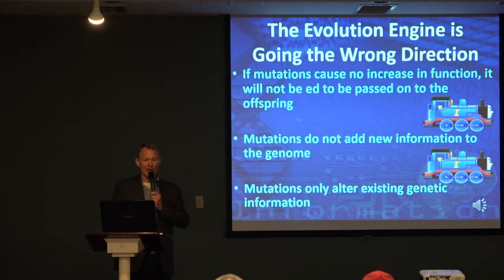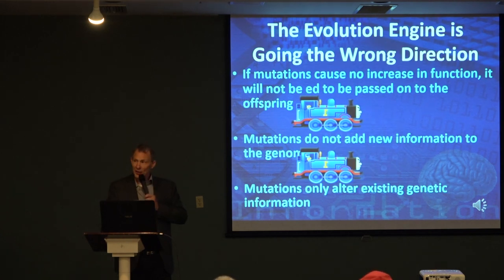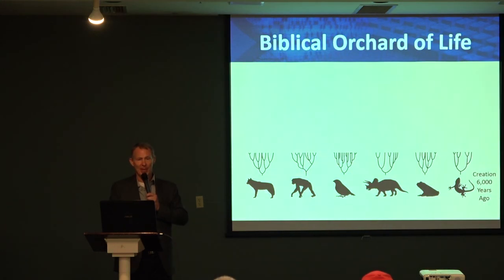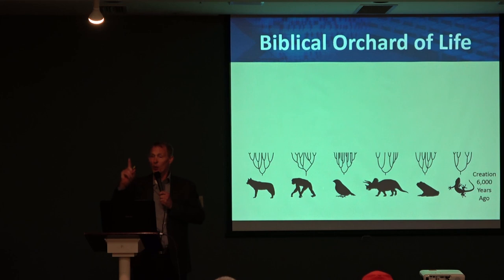So, if mutations cause no increase in genetic information or function, it can't be passed on to their offspring. Mutations, we found, do not add any new information to the genome, and mutations can only alter existing genetic information. I see, that's the engine of evolution going in the wrong direction, right? If that is the supposed driving force in evolution, they have no leg to stand on. Now remember the evolutionary tree of life from one common ancestor? And I'm wrapping up here.